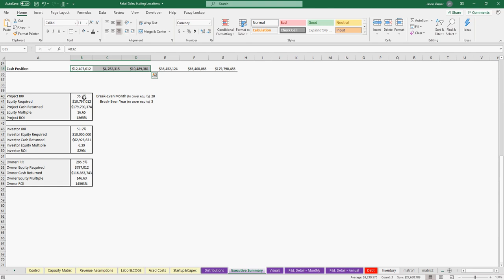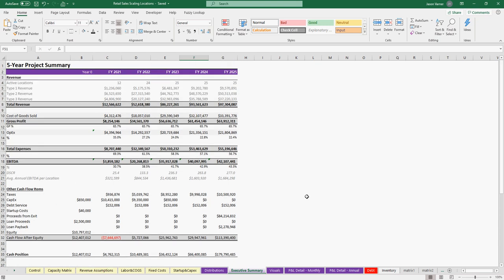Then I just did some more summaries here for IRR, equity required, total cash returned, equity multiple, project ROI. And I did that for the project, investor, and owner. There's also a break-even month and a break-even year and that's basically when the equity is paid back or enough cash has been returned to pay back the equity requirement, whatever it might be.